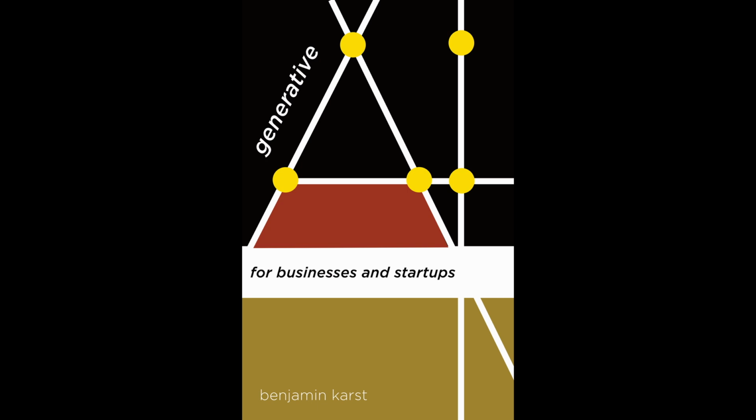RLHF is a method to align AI models with human preferences by using human feedback to create a reward model, which is then used to train the AI system through reinforcement learning. The process typically involves 3 main steps. First, collecting human preferences by having humans compare different model outputs. Second, training a reward model based on these human preferences. And finally, using reinforcement learning to fine-tune the language model to maximize the reward predicted by the reward model.